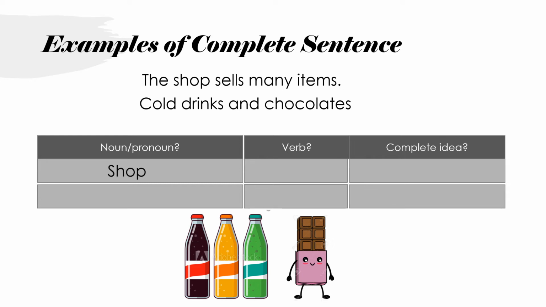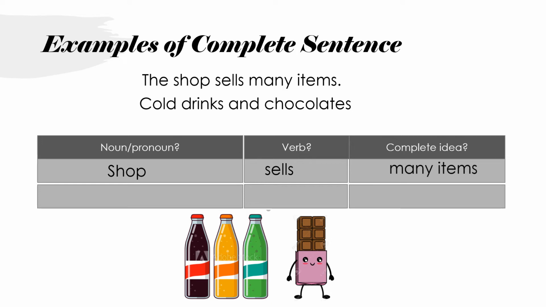We have shop, which is a noun. Do we have a verb? Sells is a verb. Do we have a complete idea? If we just say shop sells, then it does not give a complete idea. We do not know what the shop is selling.